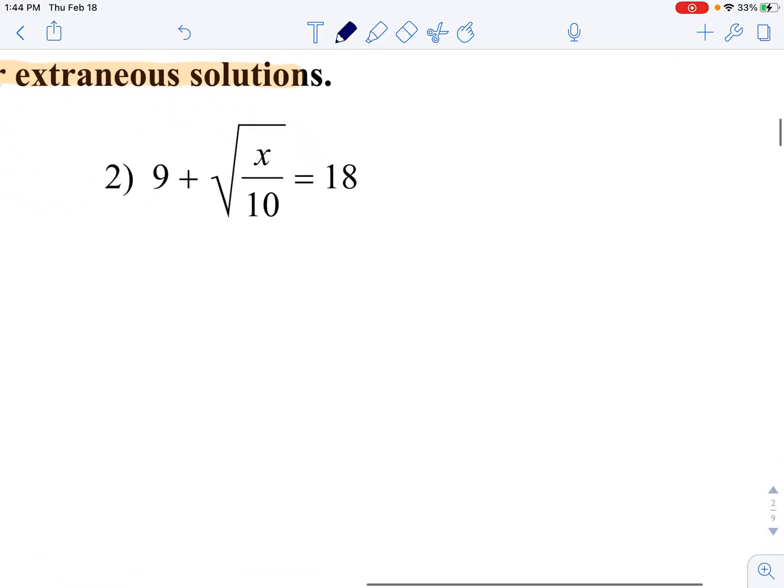So here goes. So we want to solve for x, isolate the variable. I'm going to start by subtracting 9 on both sides.